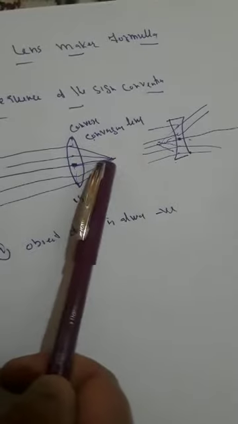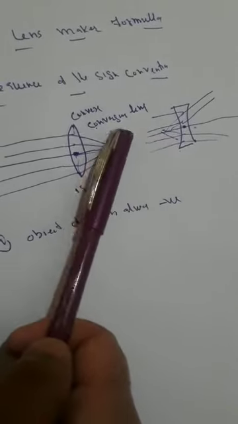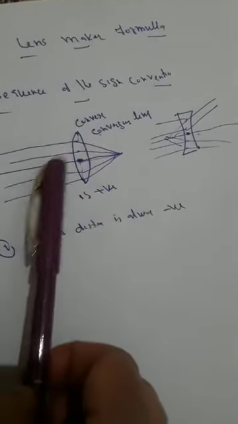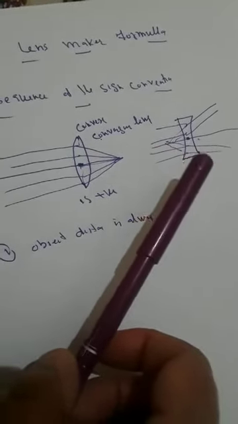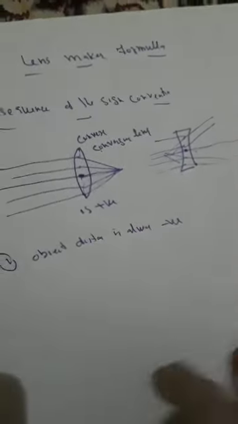The distance of a real image is positive and that of a virtual image is negative. The real image is formed here, that is positive because we are moving in the direction of light, and the distance of a virtual image is negative. The object height is always positive. The height of a virtual erect image is positive and that of a real inverted image is negative, because it is formed below the line. This is the consequence.